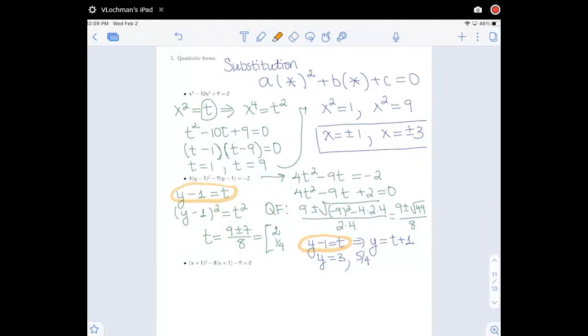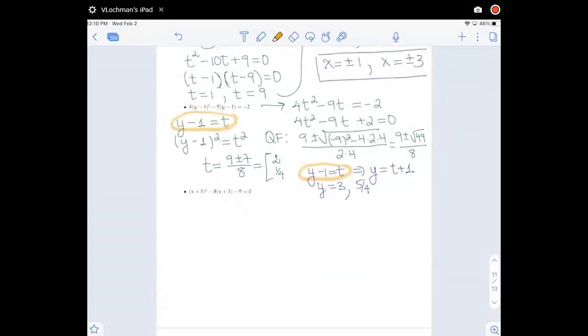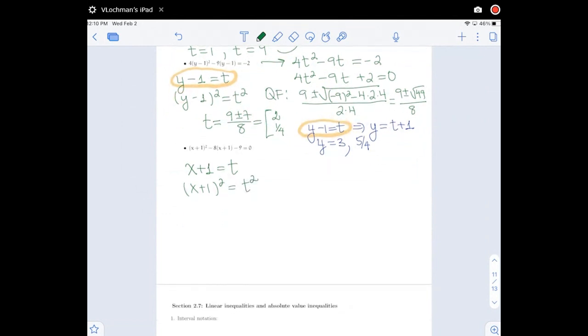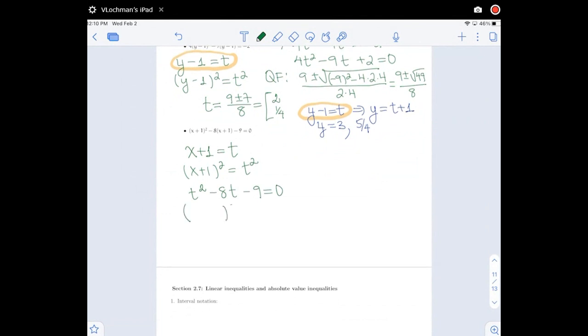Okay, last one of this type. Let's see what my substitution is. x plus 1, let's call it t. Again, you can call it whatever variable you would like. So x plus 1 squared is t squared. I'm going to rewrite my equation as t squared minus 8t minus 9, that's equal to 0. Okay. Is this factorable? What do you guys think?